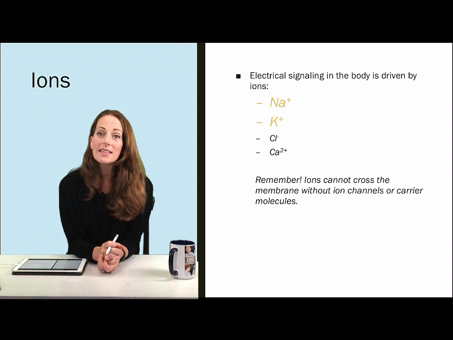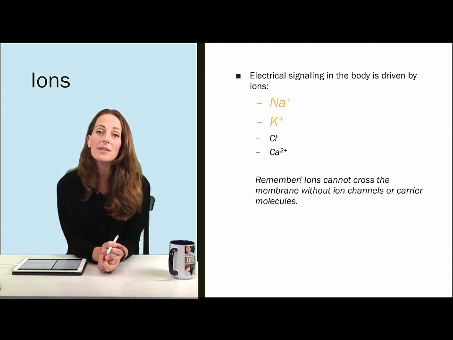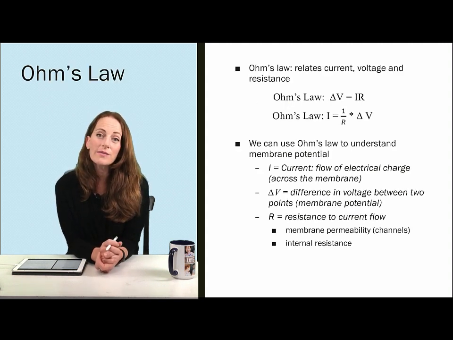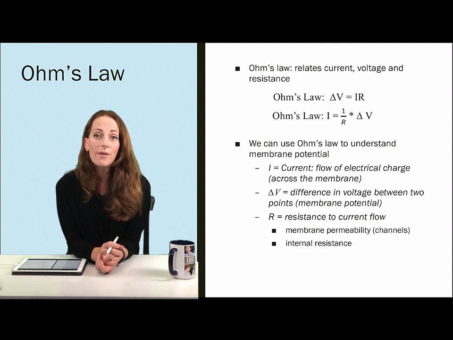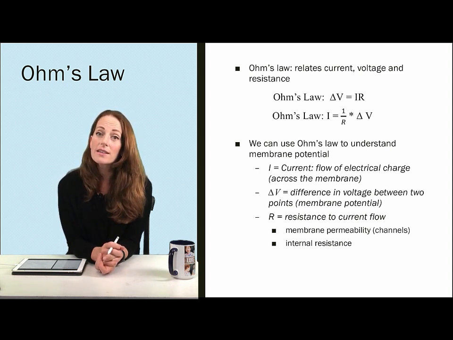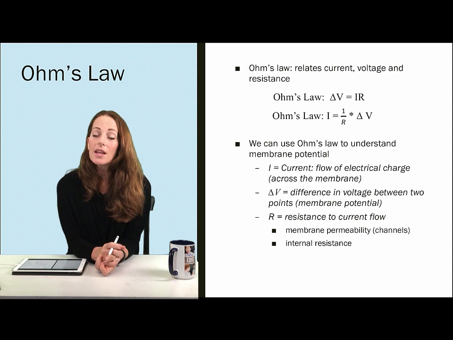Remember that ions cannot cross the membrane without channels or transporters. When we're thinking about ions flowing through channels or flowing across the cell membrane, we want to think about how the flow of ions contributes to current. One of the most important equations to understand changes in current and relate those to membrane potential or voltage is Ohm's law. Ohm's law is general for electrical signaling in many different systems, and we can use it to help us understand the electrical signaling in cells.